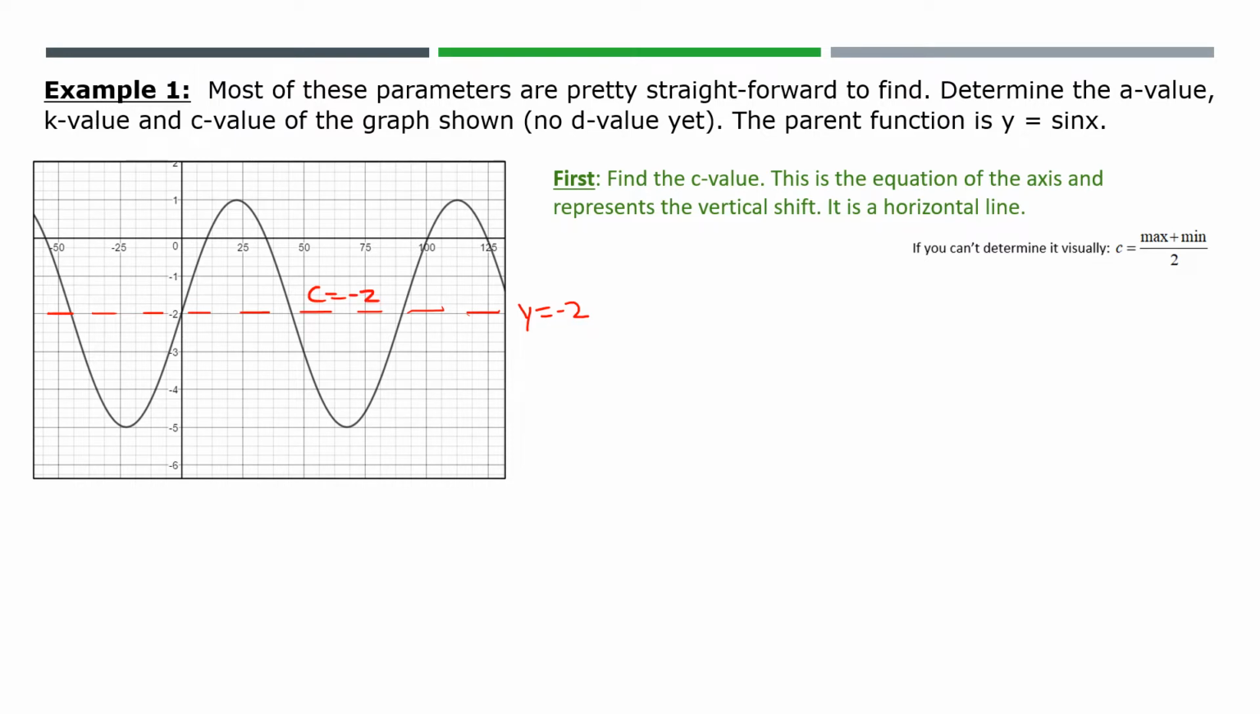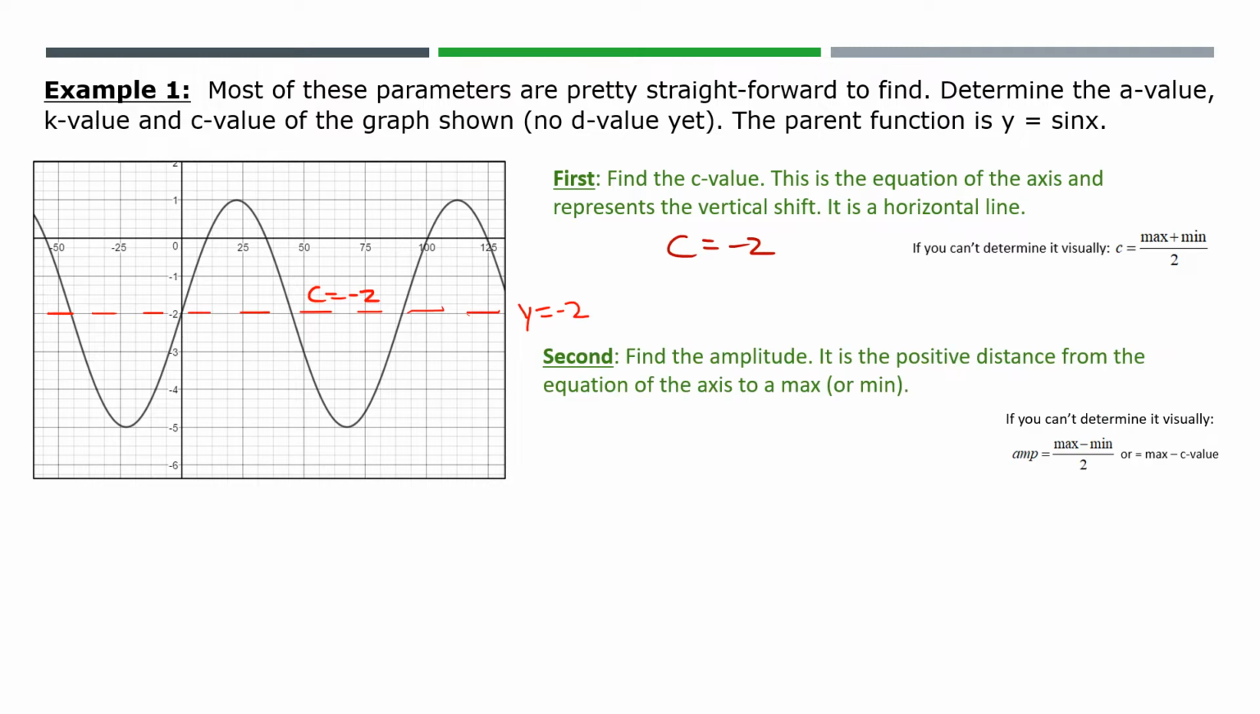That's the first step, to find the c value. If you can't determine it visually, maybe you weren't given a picture of a graph, or it's very hard to tell where that line would go, all you need to do is take a maximum value, which would be 1, add on a minimum value, which would be -5, so that would be 1 minus 5, and divide by 2. That will also give you the -2 value. So we've got a c value of -2. That's the first step.